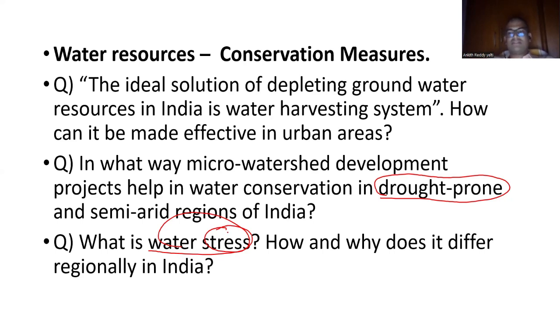Okay, and this water stress is different in rural and urban areas also. In rural areas, comparatively, the water stress is less, but in urban areas it is high because of over exploitation, increasing population, and rapid urbanization. So you have to address all these issues in your answer.